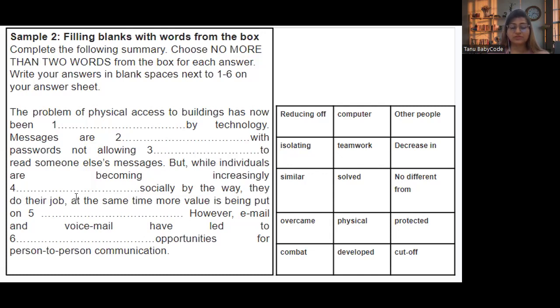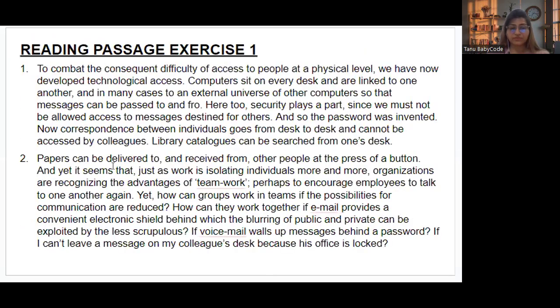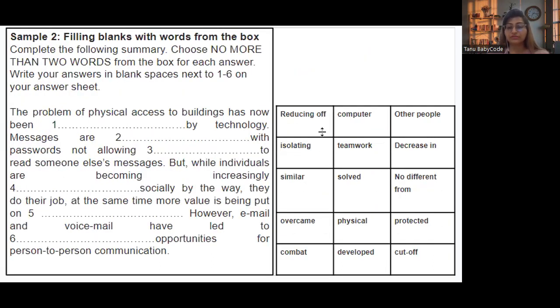But while individuals are becoming increasingly dash, so individuals are becoming what? So now you can see that or other people at the press of a button, and yet it seems that work is isolating individuals more and more. So that means people are becoming isolating. We can't use isolating because two of the same can't be put here. Grammatically, it will be wrong. So they are actually cut off. Isolating is like separating. So basically cut off.